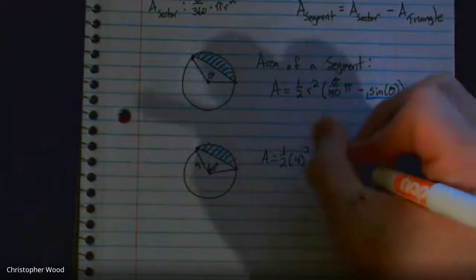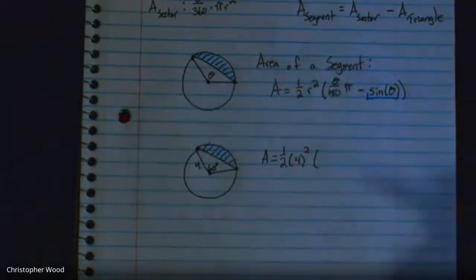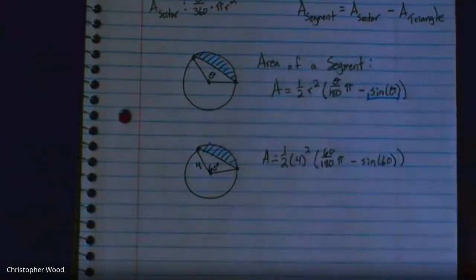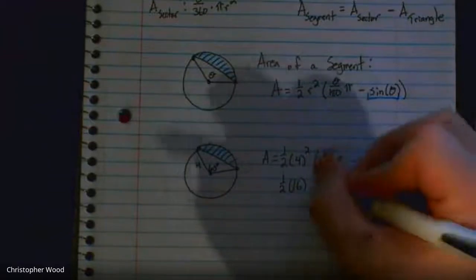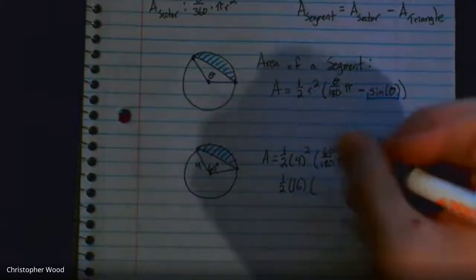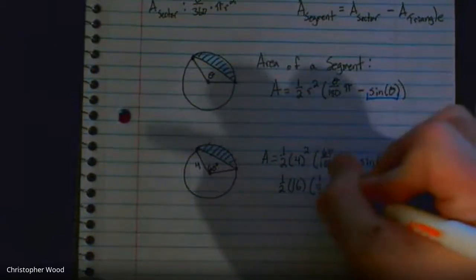We've got A equals 1/2 times 4 squared times, in parentheses, theta is now my degrees, which is 60 over 180 times pi minus the sine of 60 degrees in parentheses there. Okay, we can start to simplify this. So we're going to have 1/2 of 16, and then in parentheses, 60 over 180. We can simplify that to 1/3 pi.